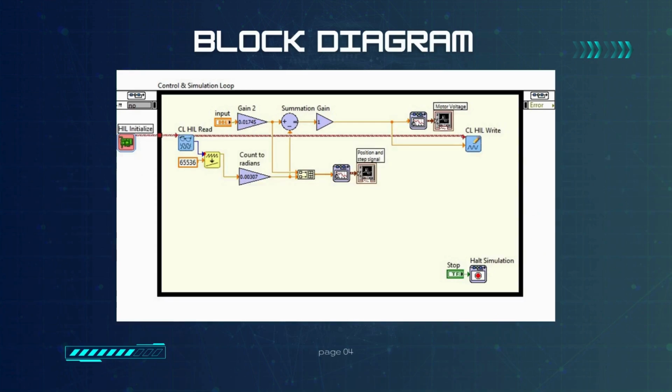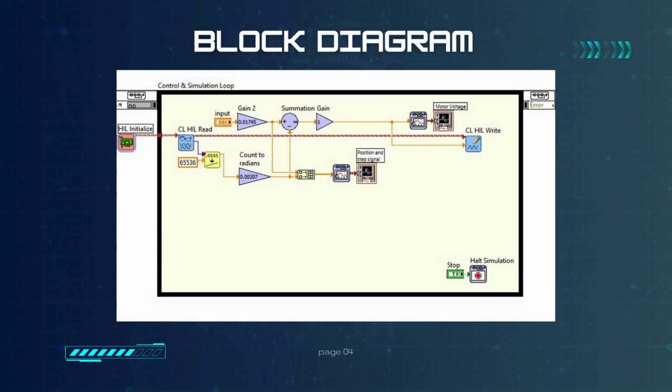Hello, I'm going to explain how we control the Qube Servo motor based on this block diagram. First, we start with HIL Initialize. This block starts the communication between LabVIEW and the myRIO hardware. It prepares the system to begin reading and writing data to the motor.